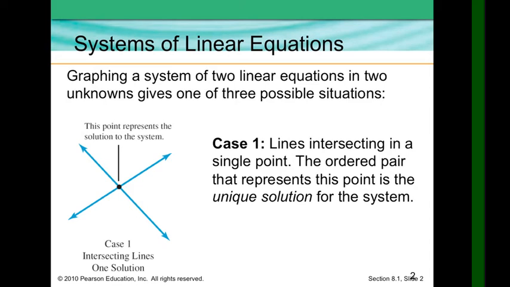Case 1. Lines intersecting in a single point. The ordered pair that represents this point is the unique solution for the system. So as you can see in our figure, there are intersecting lines, one solution. So the point here represents the solution of the system.